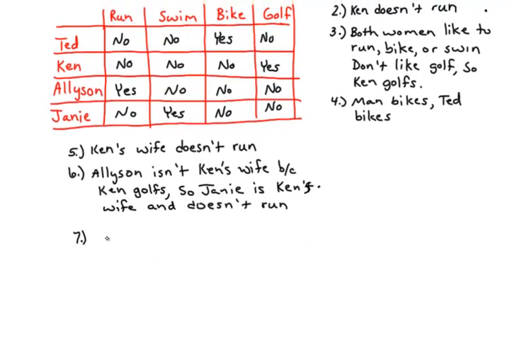So number 7, so Ted bikes, Ken golfs, Allison runs, and Janie swims.